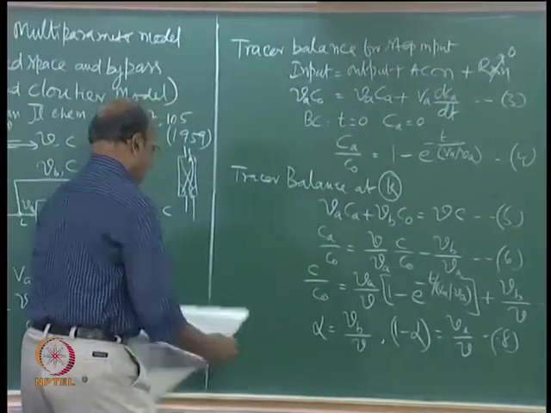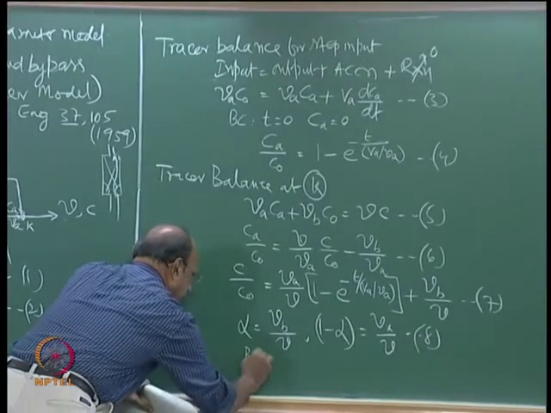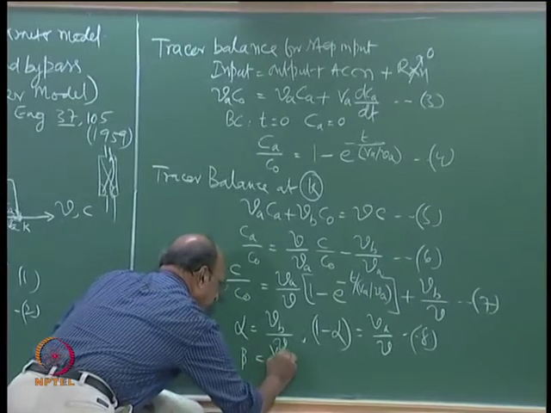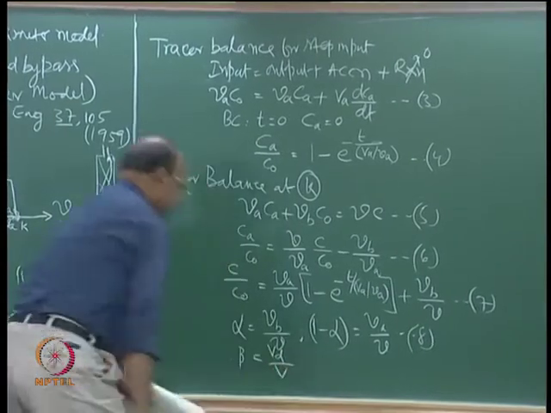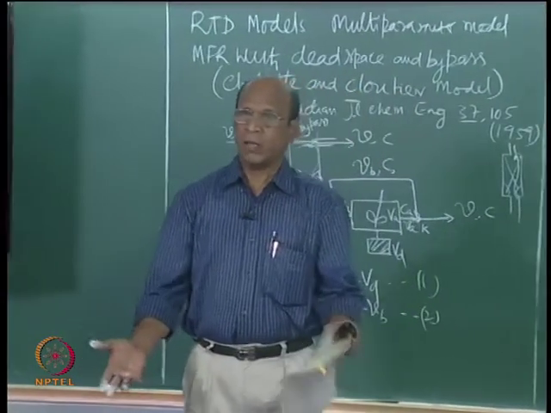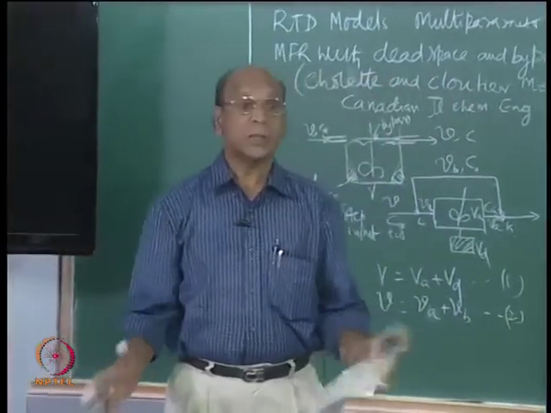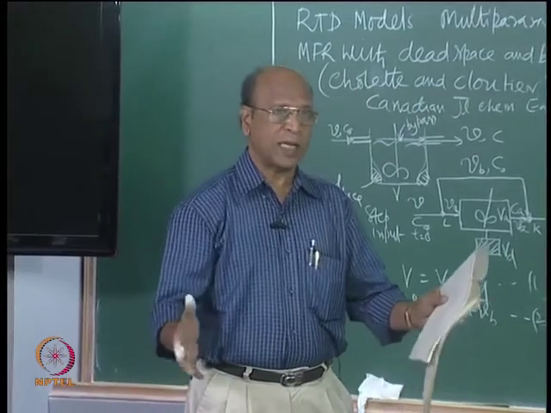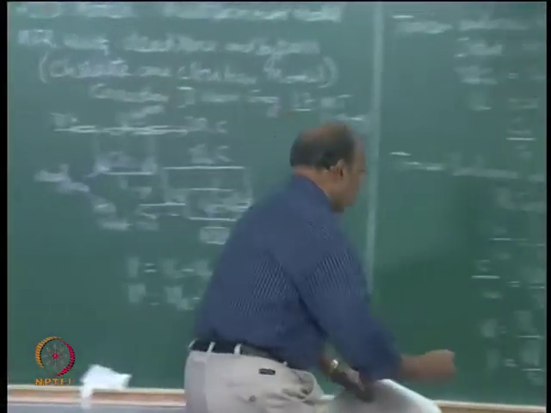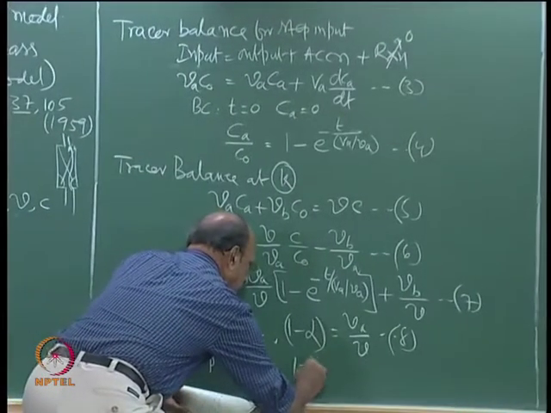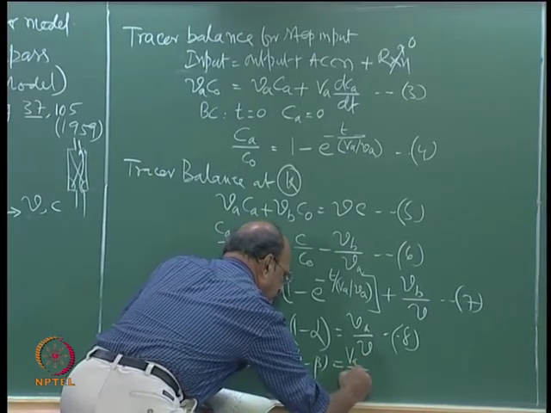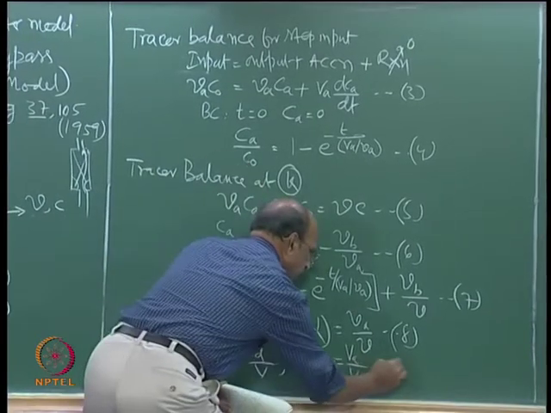Similarly, I can also define another one, beta, for dead space, which is capital V D by capital V. This again gives me, if beta equals 0.1, I will say that I have 10% dead space. So, out of 10 liters, 1 liter is the dead space. That is the meaning. Okay. So, 1 minus beta will be the active zone, capital V A by capital V. So, this is equation 9.